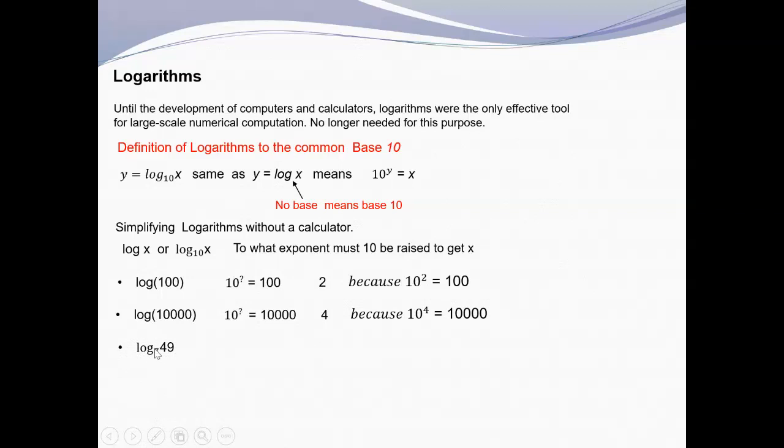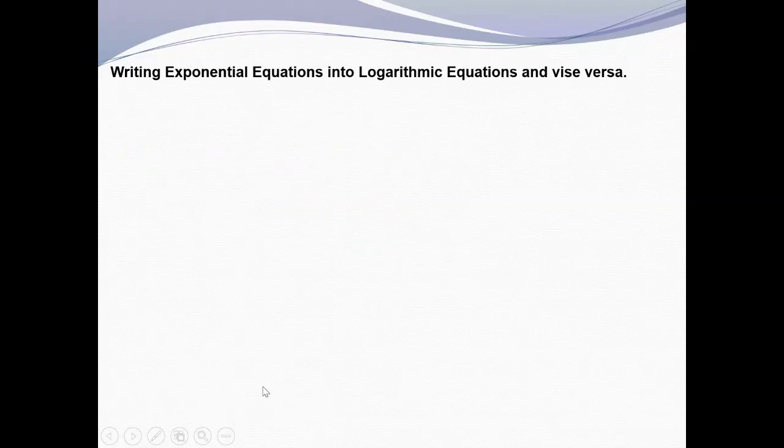Log base 7 of 49. Now this is not base 10 anymore, it's base 7. So it will be 7 to what power will give me 49? The answer is 2. There are different ways to get the answer if you don't know them. There's also the change of base, which I think I'm going to explain later in this video. For example, log base 3 of 27 will be 3 to what power will give me 27? The answer is 3, because 3 to the third power will give me 27.